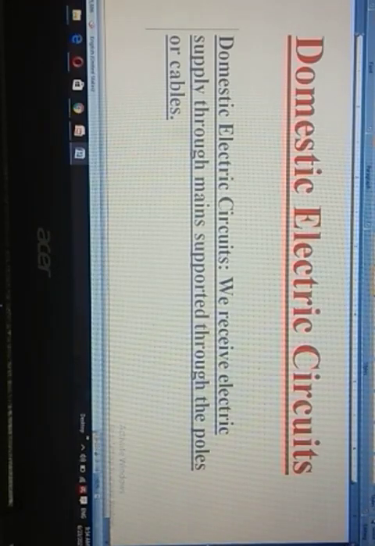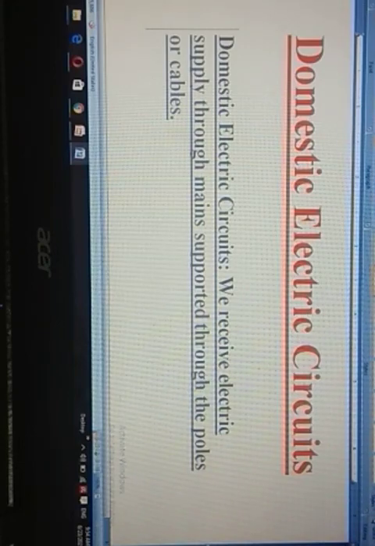I am going to start the next topic of your chapter 2 physics, magnetic effect of electric current: the domestic electric circuit. You should know what a domestic electric circuit is. The circuit which is fitted in our homes is called a domestic electric circuit.